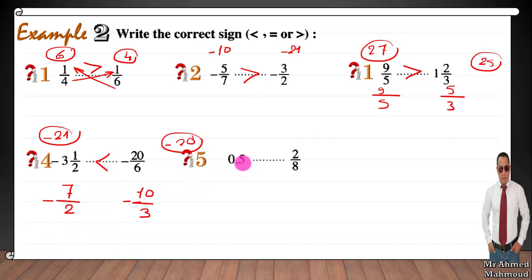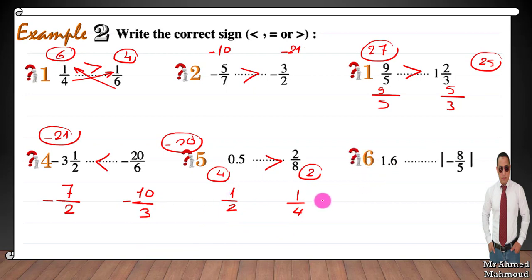Number 5. 0.5, which is 1 over 2, and 2 over 8, which is 1 over 4. This is by using the calculator, it's okay. 4 times 1 equals 4. 2 times 1 equals 2. 4 is greater than 2. So 0.5 is greater than 2 over 8.